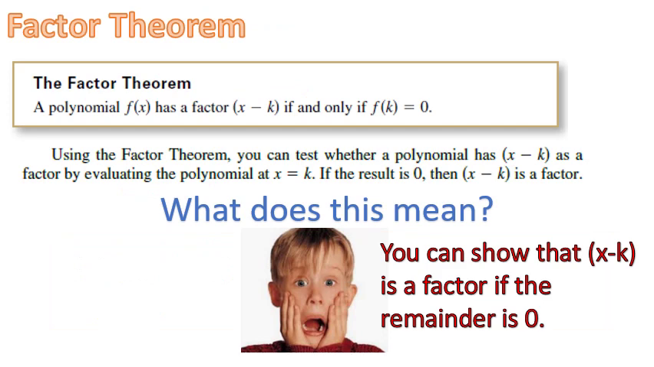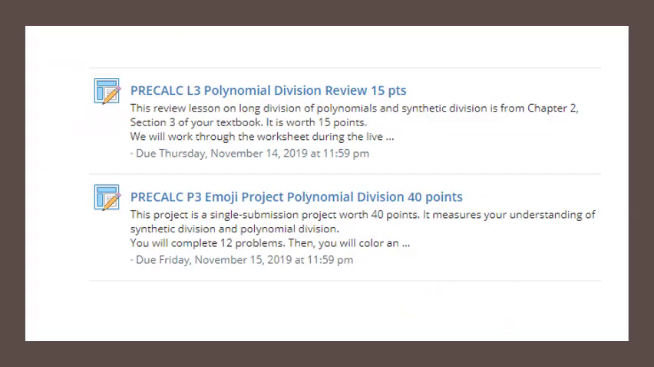So the second thing that we will be reviewing is the factor theorem. And remember that a polynomial f of x has a factor x minus k if and only if f of k equals 0. Remember, what does this mean? If the remainder is 0, then x minus k is a perfect factor.